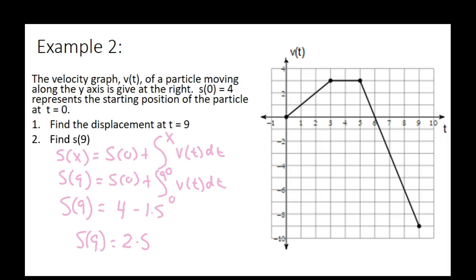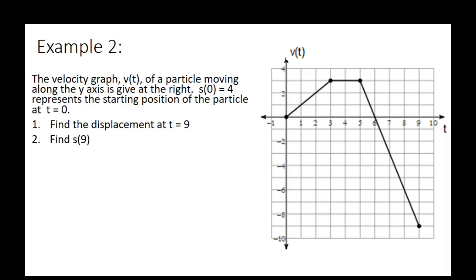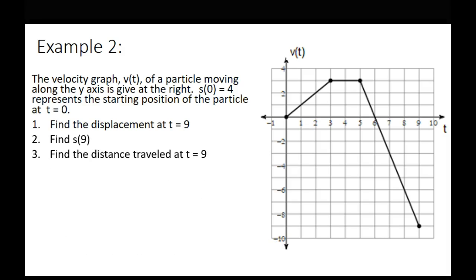Find the distance traveled at 9. Now we want distance. What did we learn about how to find distance yesterday? Absolute value. That's right. Okay, bonus point time. What's another word for the absolute value of velocity? You gotta raise your hand. Yeah?